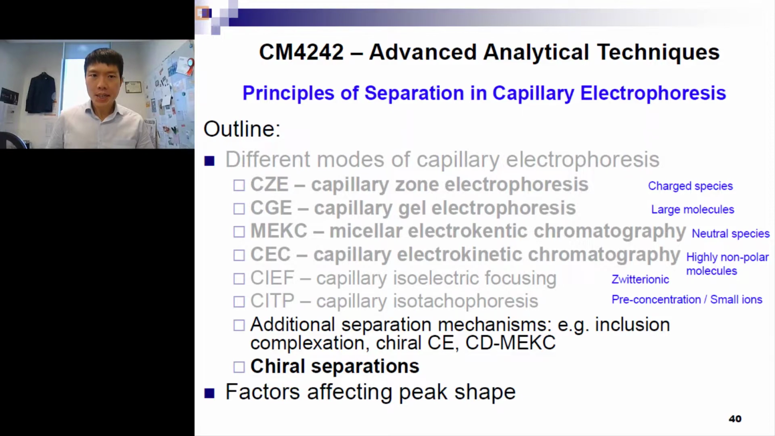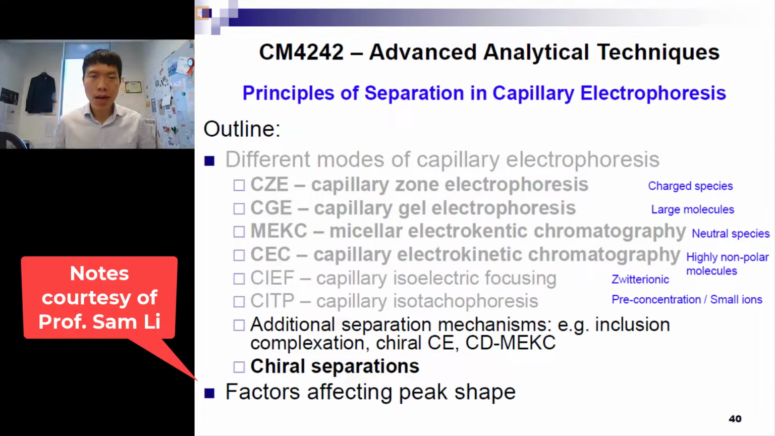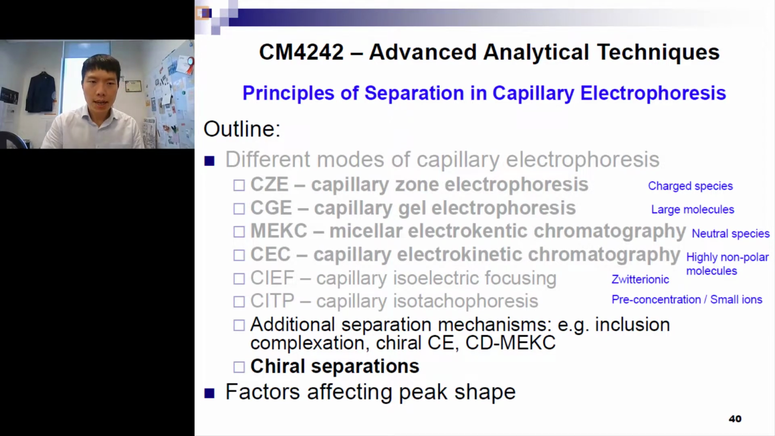Alright, now we come to the second part of these principles of separations of CE. Remember that it is about high efficiency and the low consumption of reagents in capillary electrophoresis. And also, one of the highlights is its versatility. We can change different modes of the CE. And bear in mind that there are many approaches to optimize the separations, and keep in mind important factors to achieve the best peak shape and separation.